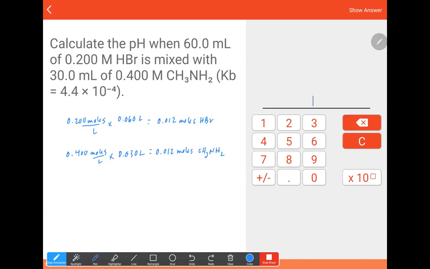Okay, so what we have here is an equivalence point. We're at the equivalence point. And so what happens there is that we've eliminated all of the weak base and created its conjugate acid, right? So CH3NH2 plus HBr creating CH3NH3+. So we've created this. Now this is in one direction, right? This is not equilibrium.